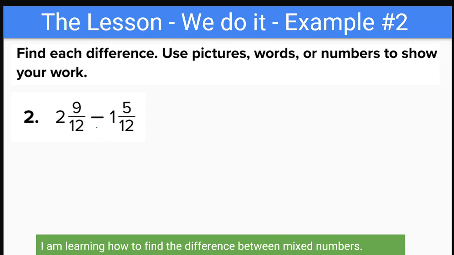All right, here's two mixed numbers again, and they want us to find the difference. All right, this looks like an easy one too. Okay, so 2 and 9/12. Take away 1 and 5/12. 9/12 take away 5/12. 9 take away 5 is 4. The denominator stays the same, 12ths, and so we make 12ths. It stays the same. 2 take away 1 is 1. Your answer is 1 and 4/12. That's the difference. Kids, you're learning how to find the difference between two mixed numbers.